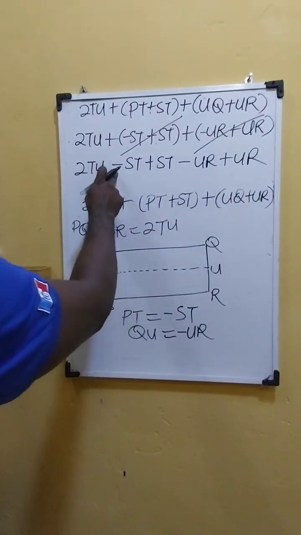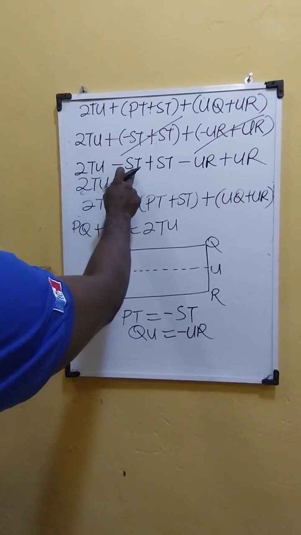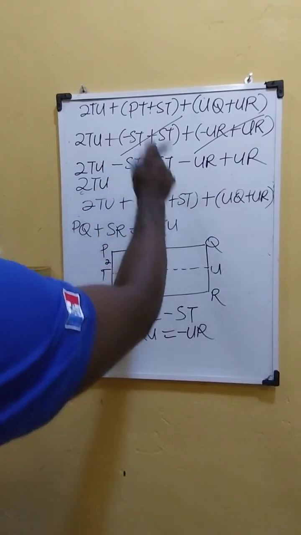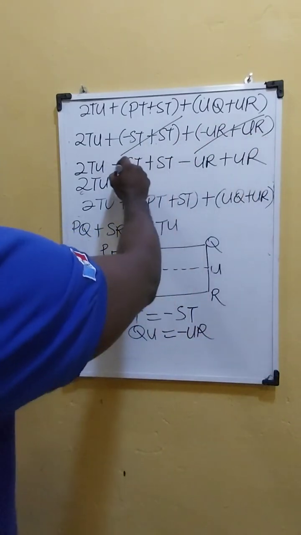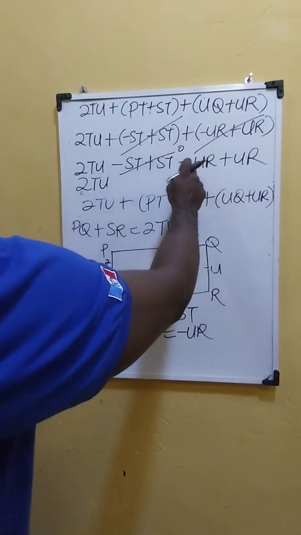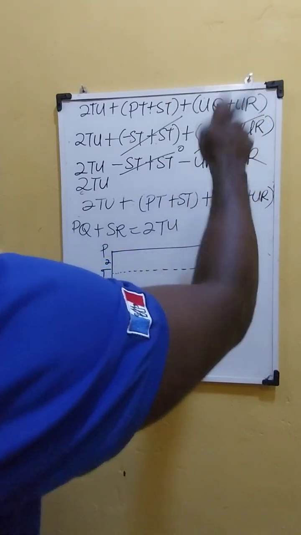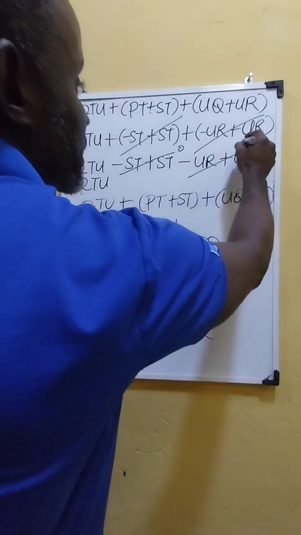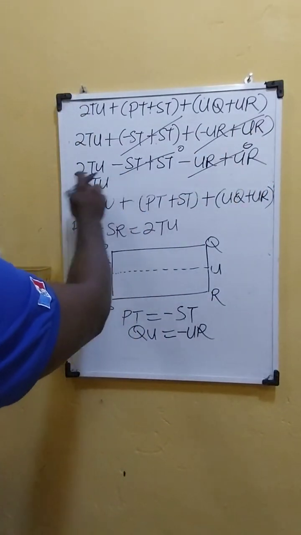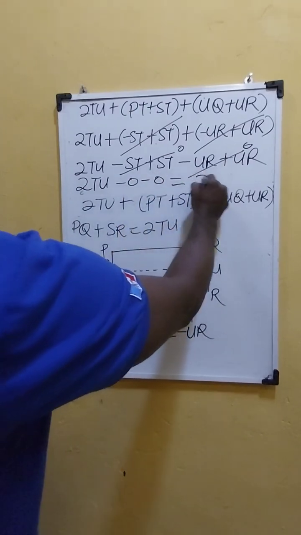So what is 2TU? You bring down 2TU. Minus ST plus ST. Minus 1 plus 1 is what? Is 0. So this is 0. Minus U arrow plus U arrow, minus 1 plus 1, minus 2 plus 2 is 0. So this goes away. You get what? 0. So 2TU minus 0 is equal to what?